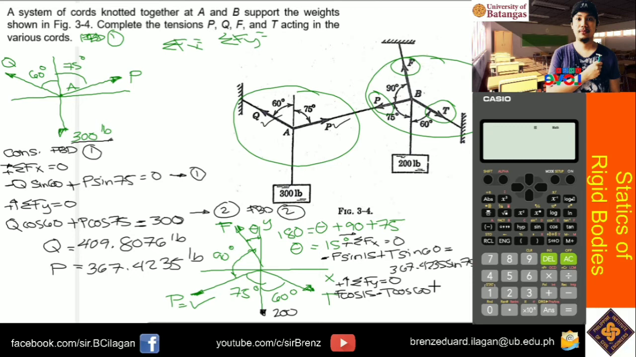And then, ano sunod? So, minus ulit. Unahin muna natin tong 200. So, minus 200. And then, yung P mo, so minus din kasi papunta sa baba yung Y component niya, 367.4235 cosine 75 is equals to 0. So, i-transpose lang natin sa kabila yun. Anyway, sa calculator na lang natin pindutin since wala na tayong space na pagsusunod.